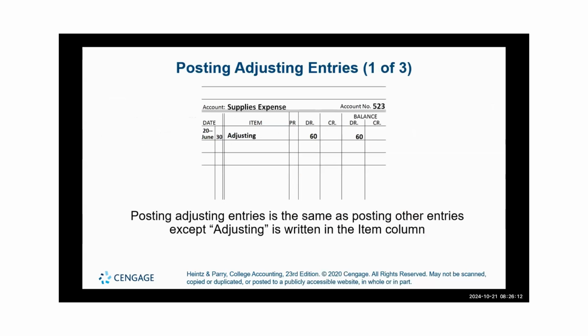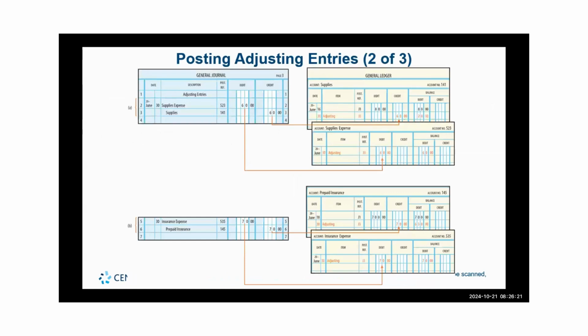All right, when we post adjusting entries, it's the same as posting other entries, except we're just putting "adjusting" in the item column. So your homework is going to look a lot like this. We're going to have the journal. I think problems 5 and 6 look like this. You are going to be given the adjustments at the top, then you're going to put them in a journal, and then you're going to put them in their individual ledgers. There is some scrolling up and down, but it's not so bad. It's not like chapter 4 was.